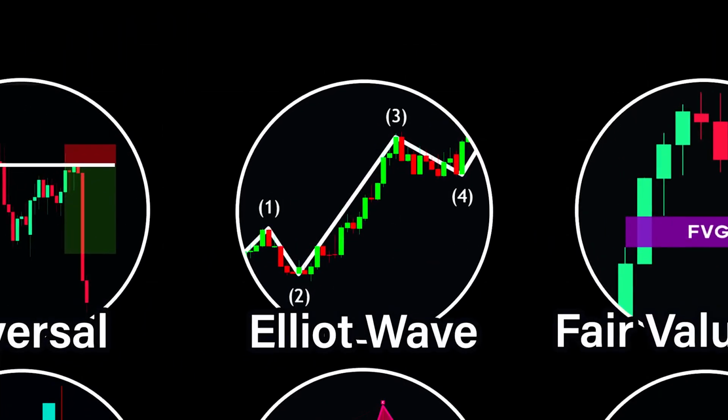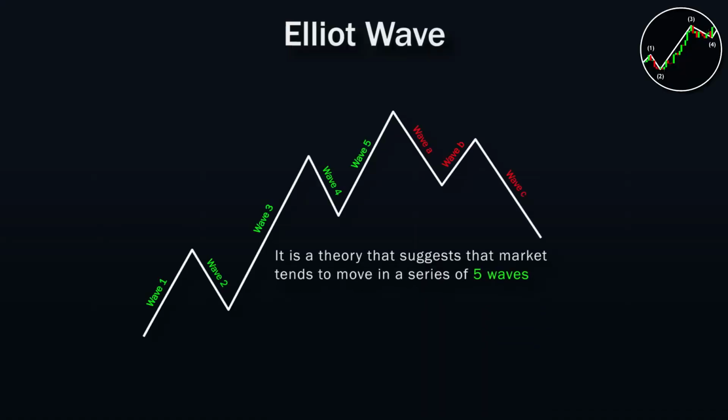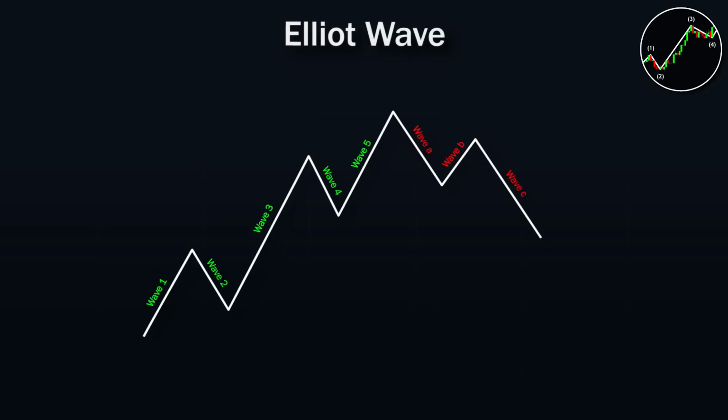Elliott wave. It is a theory that suggests that market tends to move in a series of 5 waves before reversing and forming another set of waves in the opposite direction. By understanding the Elliott wave sequence, traders can predict where the price is heading by following the pattern. In a chart, we can label each point of the waves as 1, 2, 3, 4, 5 and ABC.